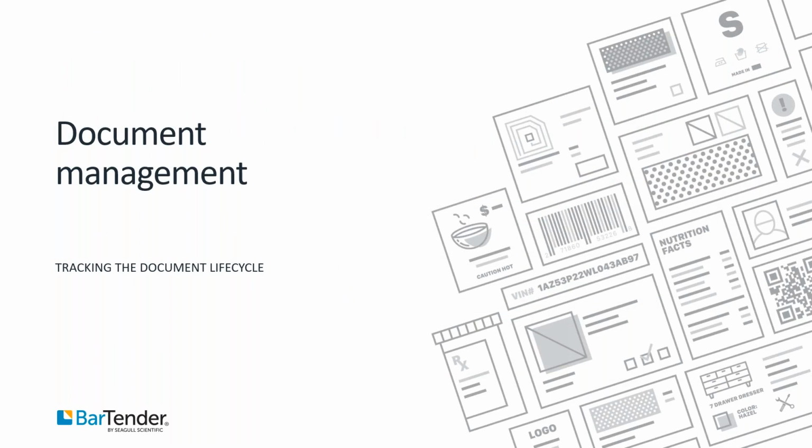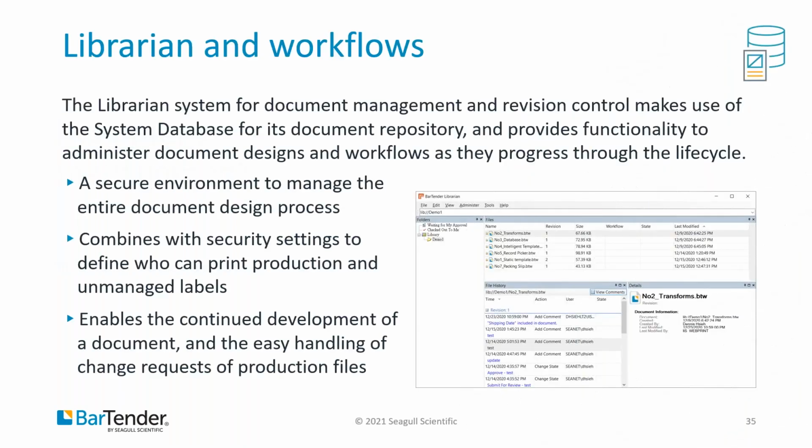Let's take a look at document management now. So tracking the document through its life cycle. So the Librarian system, as mentioned, is BarTender's document management and revision control system that makes use of the system database for its data storage as its repository and provides functionality to the administrator for document design management and workflows as the document progresses through its life cycle.